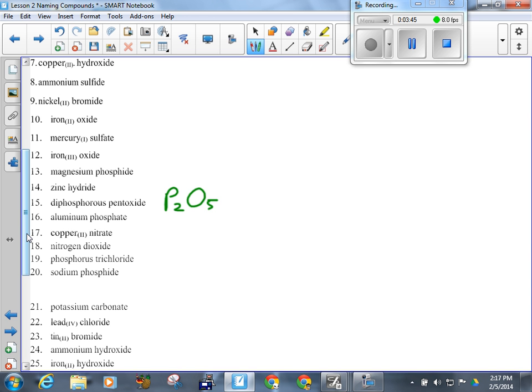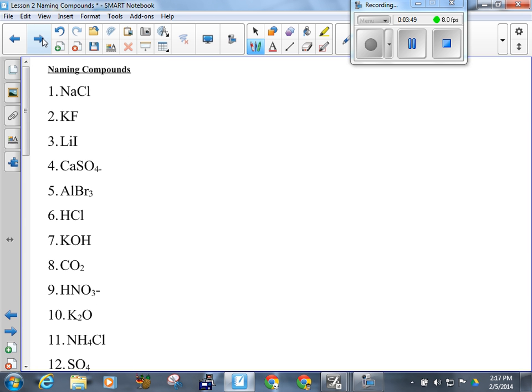If we're doing the other part, where we're given formulas and we have to write the names. Yeah, Caroline? It's +1. Ammonium is +1. It's the only one on that chart that's positive.